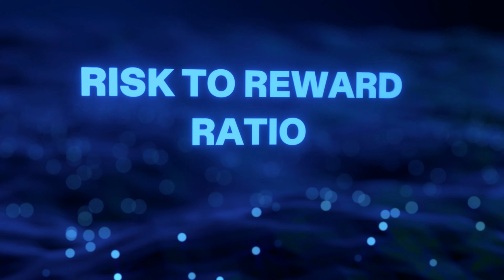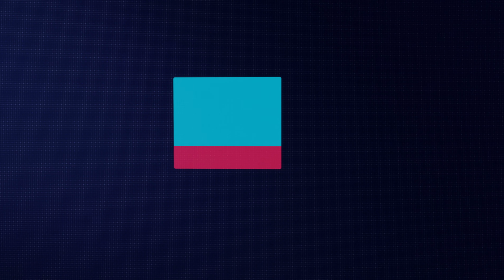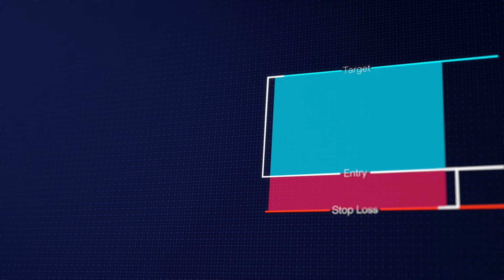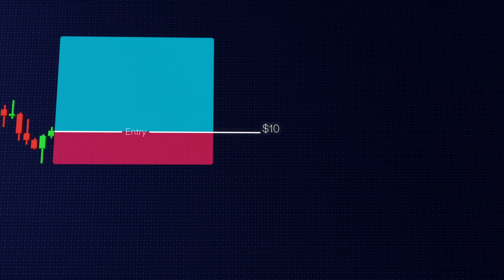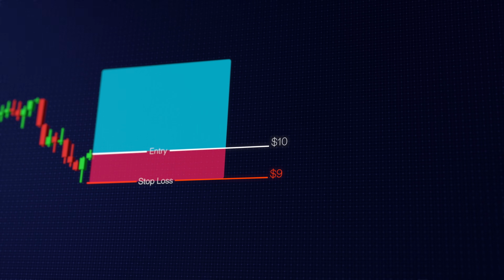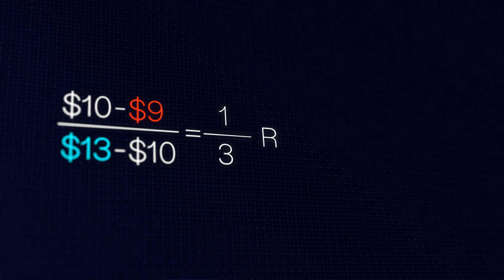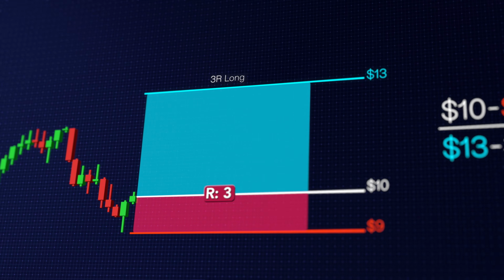Next, risk to reward ratio, otherwise known as R. This works out the distance from both your entry to your stop loss and your entry to your take profit. If you're entering into a long position with price at $10, your stop loss at $9 and your take profit at $13, this is a 1-to-3 risk to reward ratio, otherwise known as a 3R long.